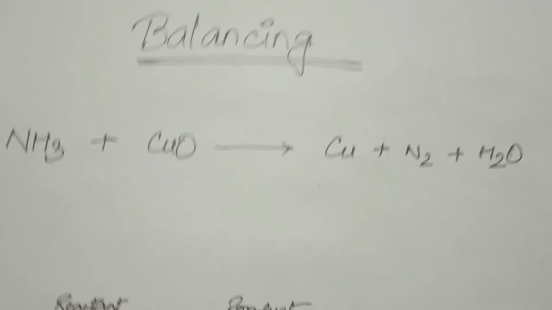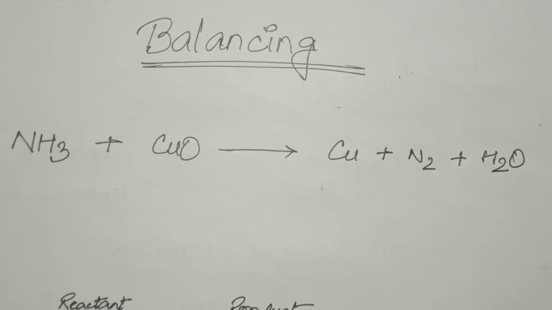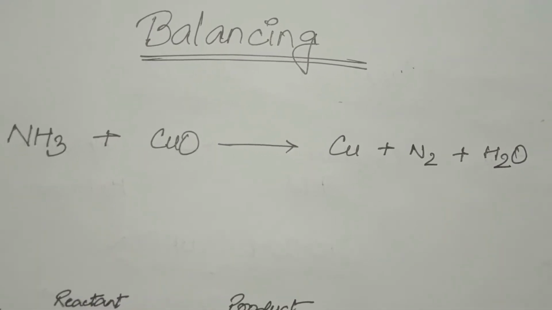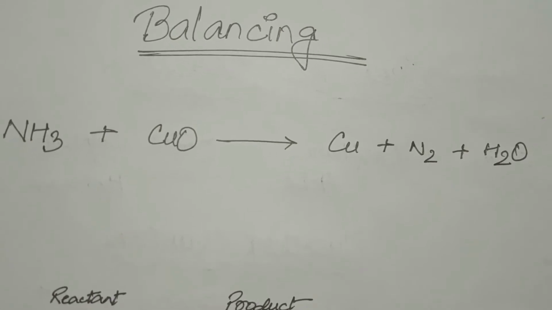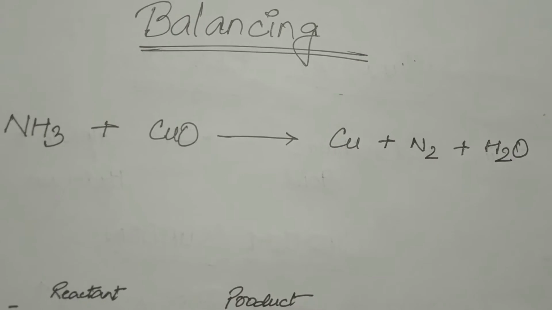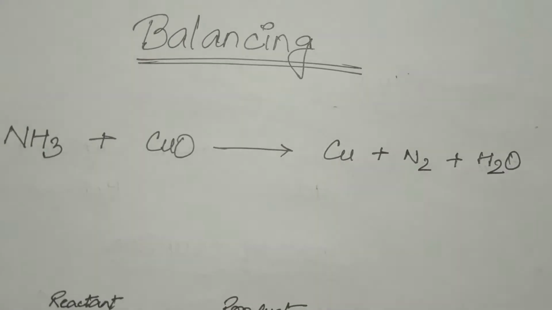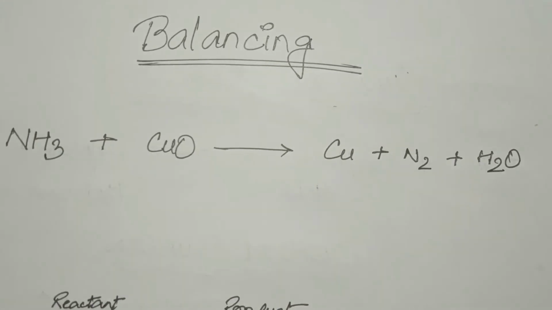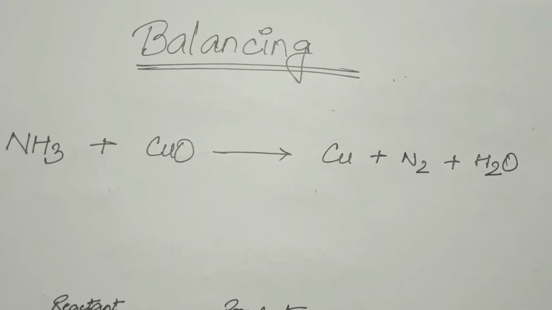Now we will learn how to balance a chemical reaction, because we know from class 9 the law of conservation of mass, that mass can neither be created nor be destroyed. So during a chemical reaction, the mass of the reactants should always be equal to that of the products.